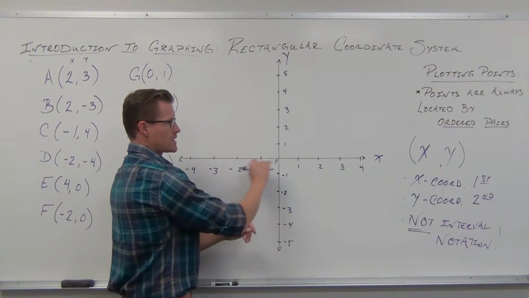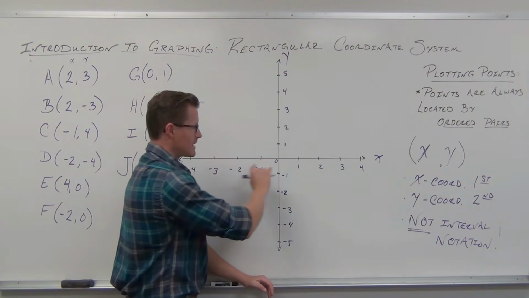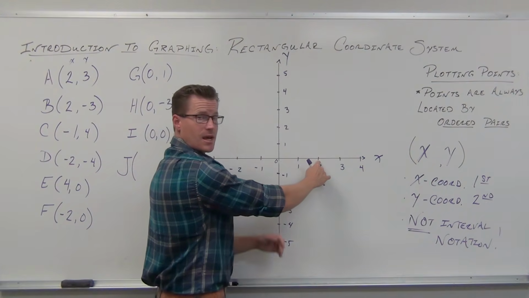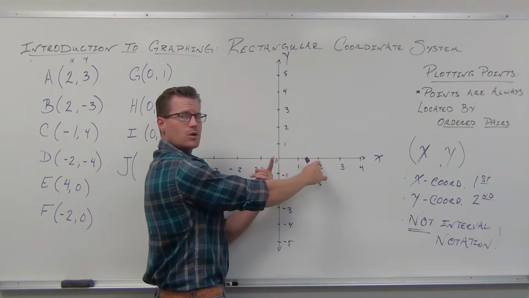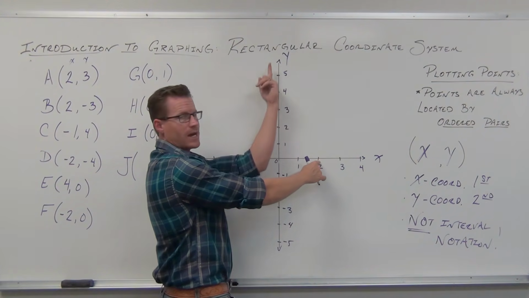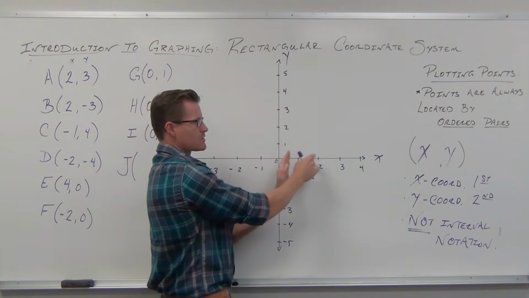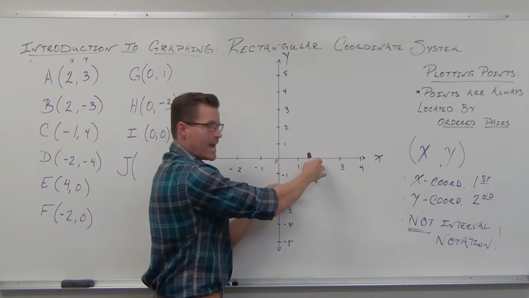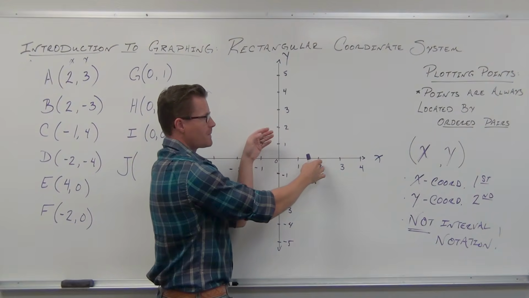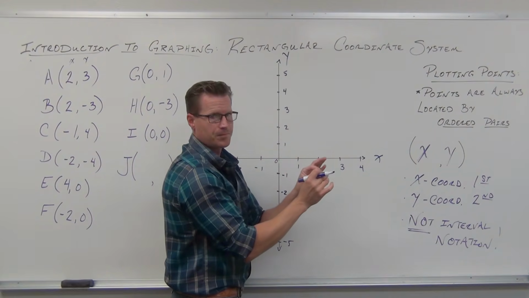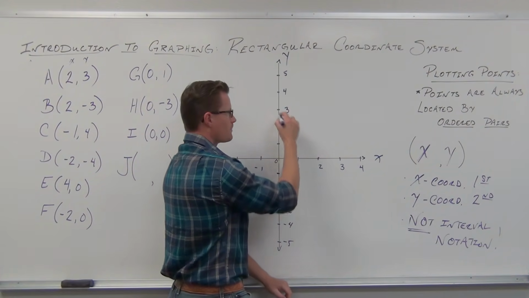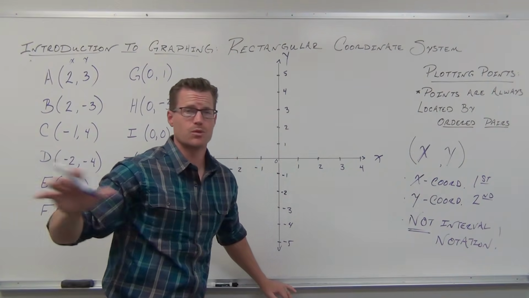So the first number says, hey, you're going to go to positive 2 along the x. That's got to be over here, to the right of the y-axis. Then you're also going to go to positive 3 along the y. So we've used our x-axis first. Then we're using our y-axis to get that positive 3. Where do those come together? We don't put a point here and a point there and draw a line. That's not what we're doing right now.